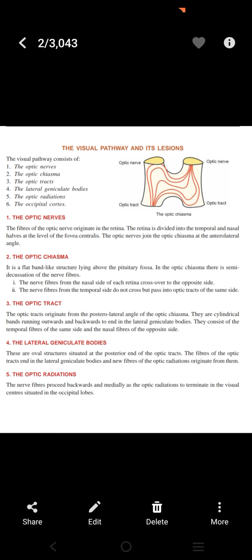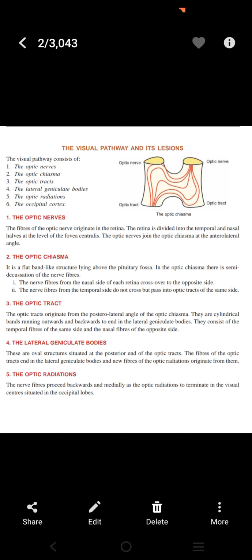Number 4. The lateral geniculate bodies. These are oval structures situated at the posterior end of the optic tract. The fibers of the optic tracts end in the lateral geniculate bodies, and new fibers of the optic radiations originate from them.